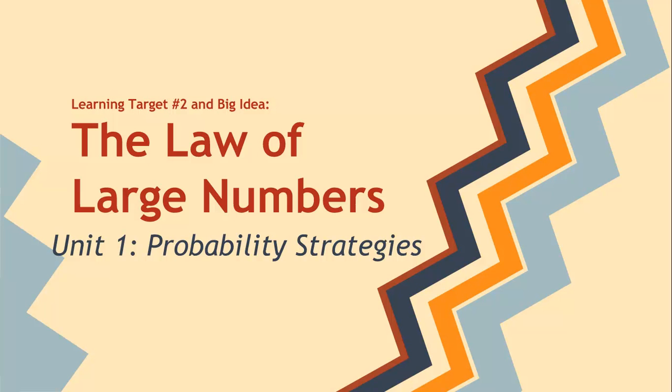Welcome to lesson 3 of the simple probabilities unit. In this learning target 2, and it's a big idea. What I mean by a big idea is it's a special learning target that I really want to make sure you understand, so much that I don't allow students to get below 70 on this after the test is over. We're going to talk about that towards the end of the lesson.